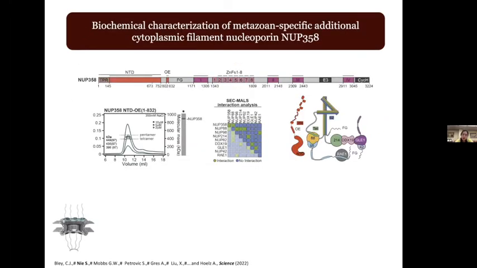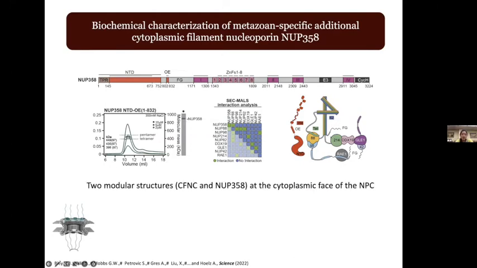We also did an interaction analysis of 358 with other nuclear pore proteins. We found that since 358 sticks out, it doesn't have any necessary contact with the other module. Thus, it establishes that at the cytoplasmic filament, there are two module structures: one is the 8 conserved module, the CFNC, and the other is 358.